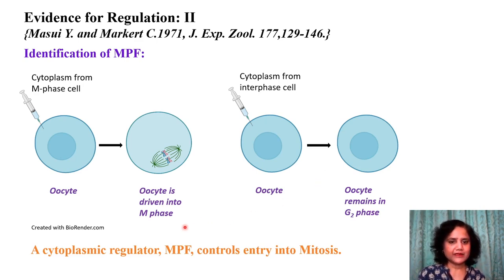Therefore, this experiment implied that there must be something in the cytoplasm of M phase cells that was driving the G2 cell to enter into M. Hence they concluded that there is a cytoplasmic regulator, MPF, which stands for maturation promoting factor and is also now referred to as mitosis promoting factor, which controls the entry into mitosis. So there is this unknown important regulator MPF present in the cytoplasm of M phase cells, which can induce G2 cells to enter into mitosis.